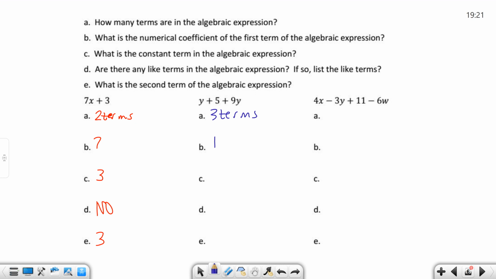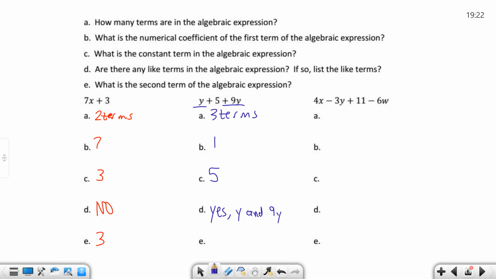For C, what is the constant term? Well, this has a variable, this has a variable, so your constant term is plus 5. And again, we don't have to write plus there, we just write 5. And then, are there any like terms? Here, we have a y term and another y term, so what are they? The answer is yes, y, and what else? 9y. Those are our like terms, okay?